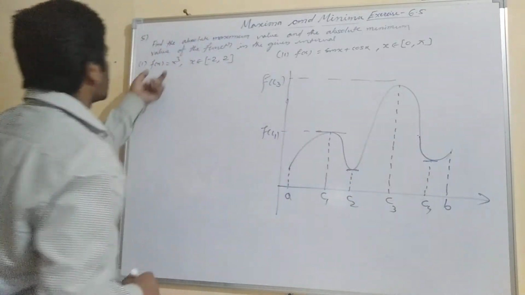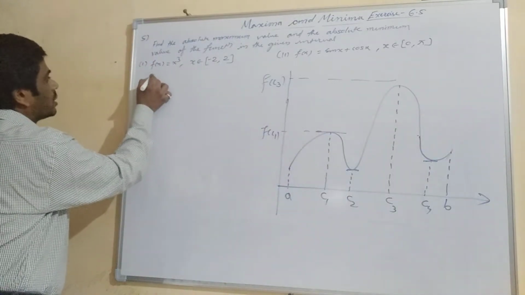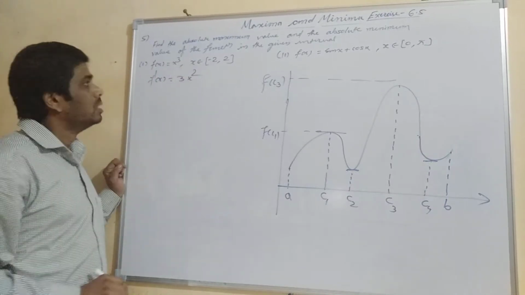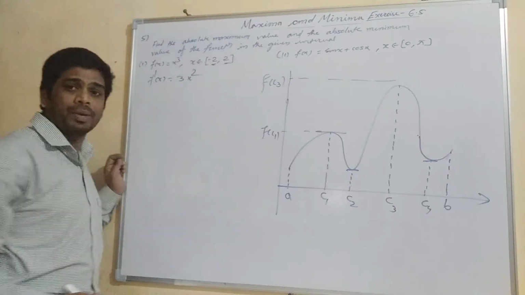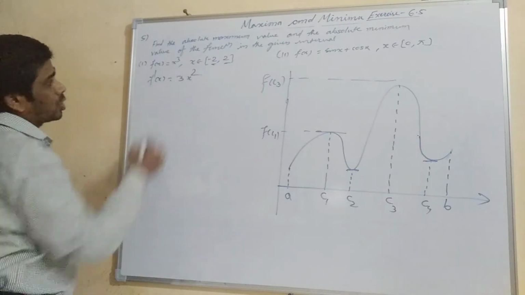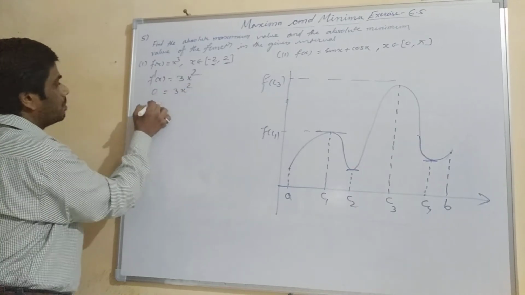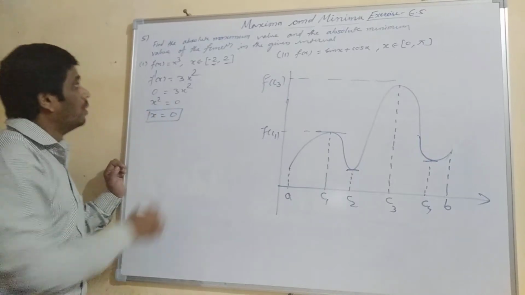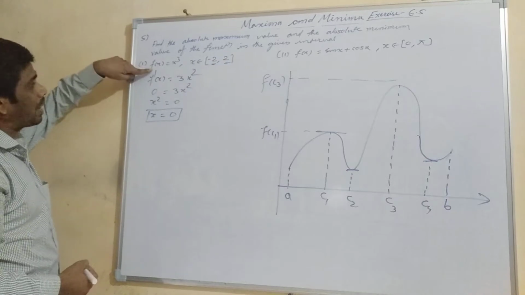Similarly here we will find all the values, but not graphically. First we find the first derivative: f'(x) = 3x squared. This is a closed interval, which means the end points will also be included. Comparing with 0, 3x squared equals 0 means x squared equals 0, so x will be 0. Now we will substitute 0, -2 and 2 in f(x).